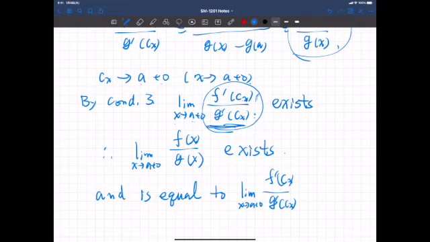So this is the ratio between f prime and g prime at cx. But as x approaches a, cx approaches a, right? So it's the same limit as f prime of x over g prime of x as x approaches a from the right. So that was to be proved, and the proof is done.